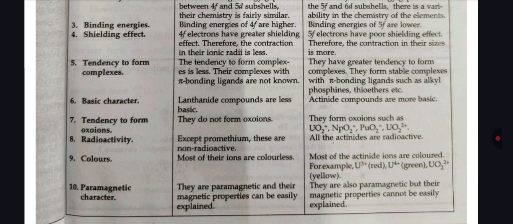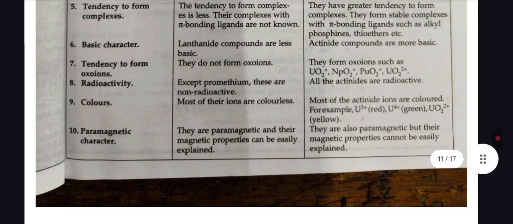Shielding effect. 4f electrons have a great shielding effect. Therefore, the contraction in their ionic radius is less. 5f electrons have a poor shielding effect. Therefore, the contraction in their size is more. Tendency to form complexes. Lanthanides have very little tendency to form complexes, whereas actinides have a very high tendency to form complexes. Basic character. Lanthanide compounds are less basic. Actinide compounds are more basic. Tendency to form oxides. Lanthanides do not form oxides, whereas actinides form oxides.